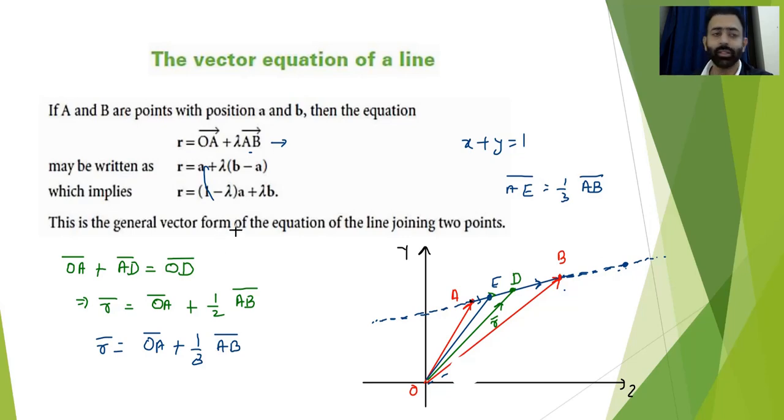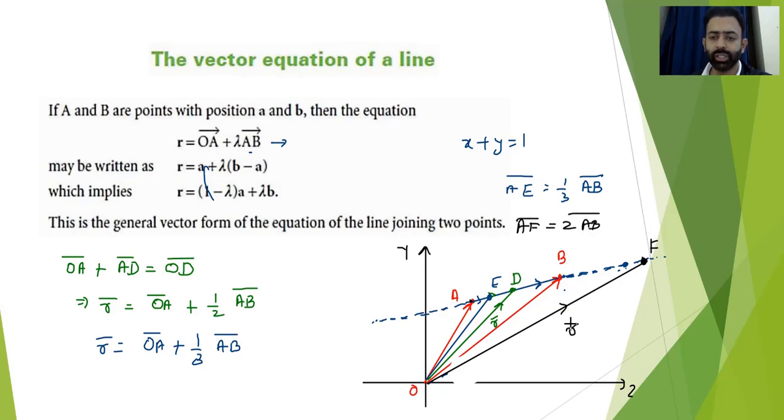Let us take another point F, which is this time lying outside this triangle OAB. Let us say this point is F. Joining O with F, I get this vector. And this time F is such that we have the AF vector as twice of AB vector. So I will write that AF is twice of AB.